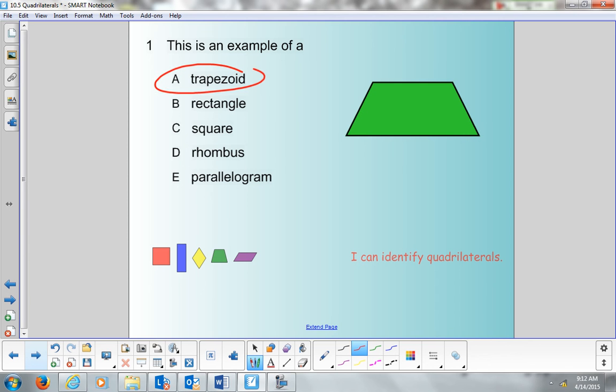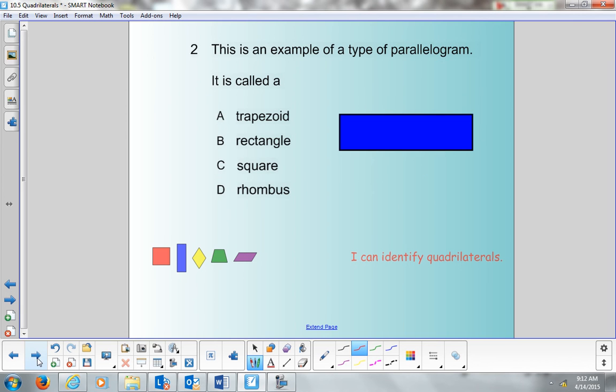It is a trapezoid. Okay, a parallelogram looks similar, but all the lines are parallel to each other. Alright, this is an example of a type of parallelogram. It is called, is it a trapezoid, a rectangle, a square, or a rhombus? Good, that should have been easy.